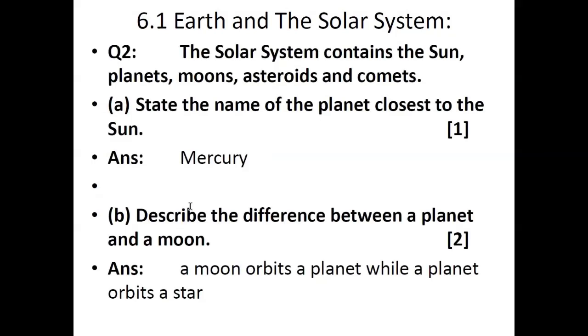The solar system contains the Sun, planets, moons, asteroids and comets. State the name of the planet closest to the Sun. Obviously the first planet is Mercury. Describe the difference between a planet and a moon. Basically a planet revolves around a star, and a moon or a natural satellite revolves around a planet. You can also write that a planet's orbit is usually much longer than a moon's orbit.